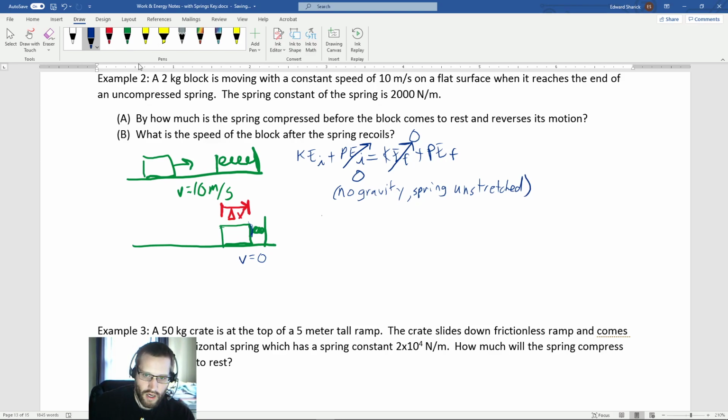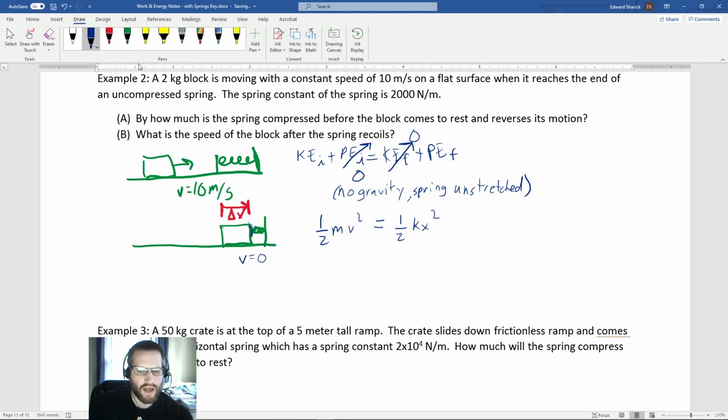And so I'm going to just write out my terms. Kinetic energy initial is 1/2 mv squared. And this equals, that's 0, that's 0, potential energy final. Now we're not going to write mgh here. That would be gravitational potential energy. We're going to write our spring potential energy equation, 1/2 kx squared.